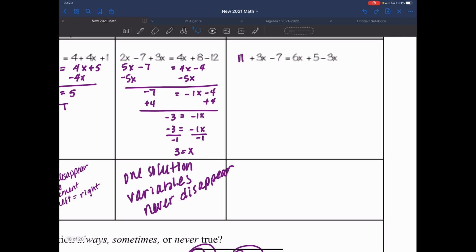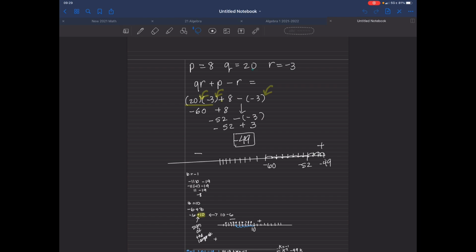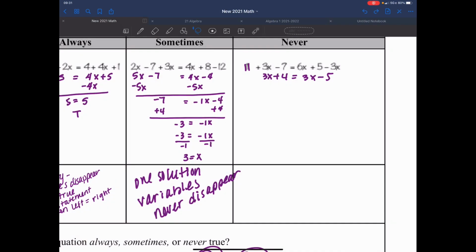And then in this last example for never, we're going to say 3x minus 7 plus 11 equals 6x plus 5 minus 3. I collect like terms. 3x plus 4 is what I get on the left. And then 6x minus 3 equals 3x minus 5 is what I get on the right. So I gathered like terms: 3x plus 4 equals 3x minus 5. I subtract 4 from both sides. I'm left with 3x equals 3x minus 9.